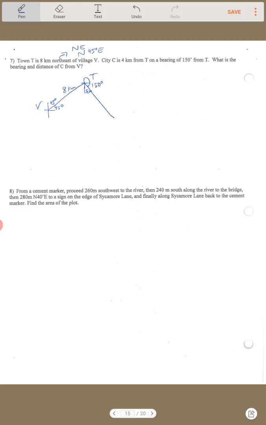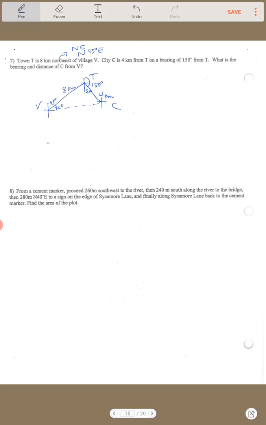So this is going to be city C here. Okay, and it's 4 kilometers away. So actually it's not as long. I drew this way too long. I'm going to erase some of this and redraw it so it's shorter, like this. Okay, and then this is city C. What is the bearing and distance of C from V? So what we're looking for is this piece right there.